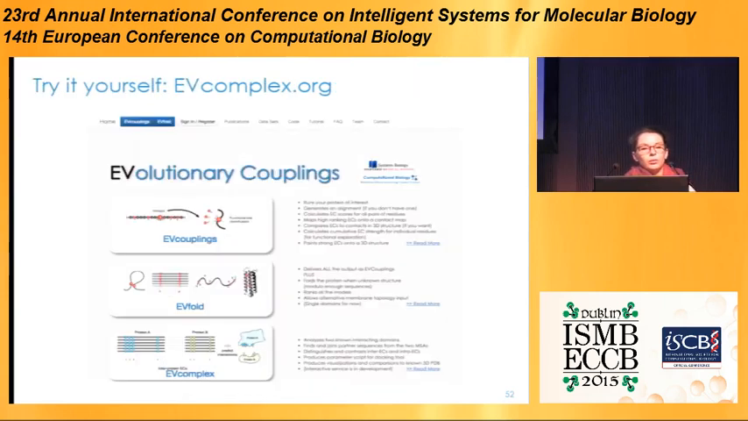You can try that method yourself if you want. You can just go to evcomplex.org. You can actually also try the protein monomer folding prediction there. So you can go the full way of predicting monomer structures from sequence data, and then also predicting complex interactions from sequence data.